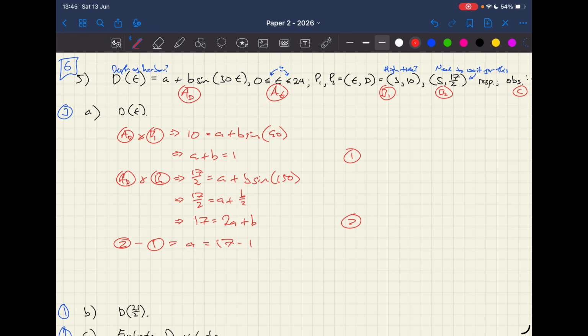Something's not quite right there. What's gone wrong? Sorry, this is a 10, isn't it? This is a 10. So that should be 17 take away 10. So A is going to be 7.